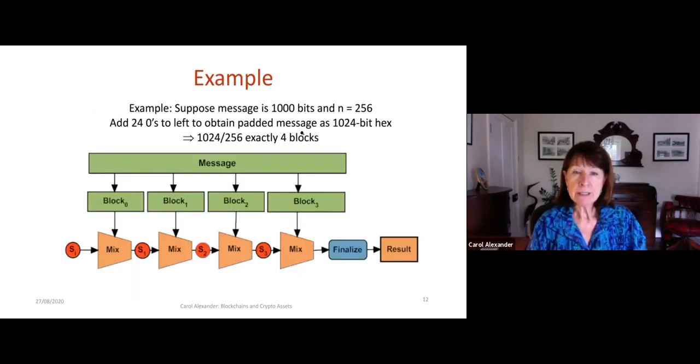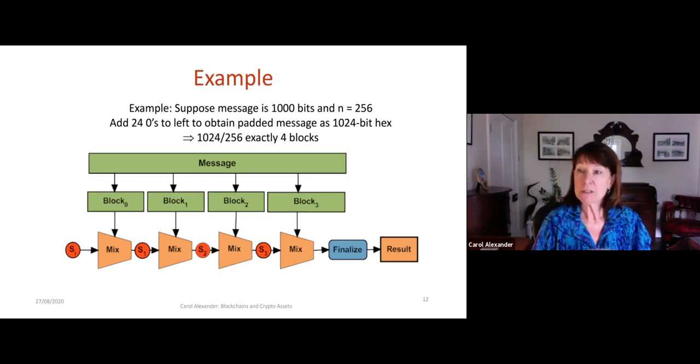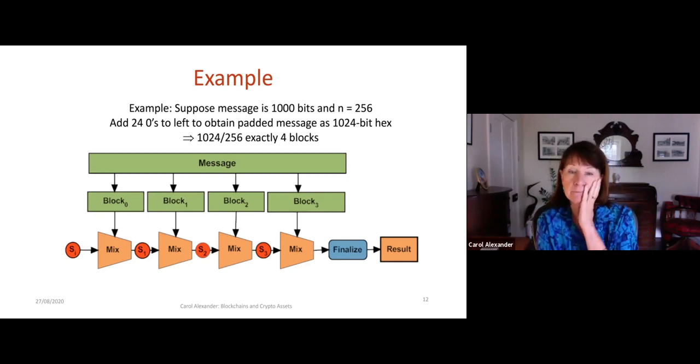So suppose you've got a message that's 1,000 bits and n is 256. Now, 256 doesn't go in exactly to 1,000. 4 times 256 is 1024. So we're missing 24 bits. We have to pad the message with 24 zeros to the left, not to the right, because you'd be changing the number then. But you won't change it if you put the zeros to the left. And then you've got exactly 4 blocks.